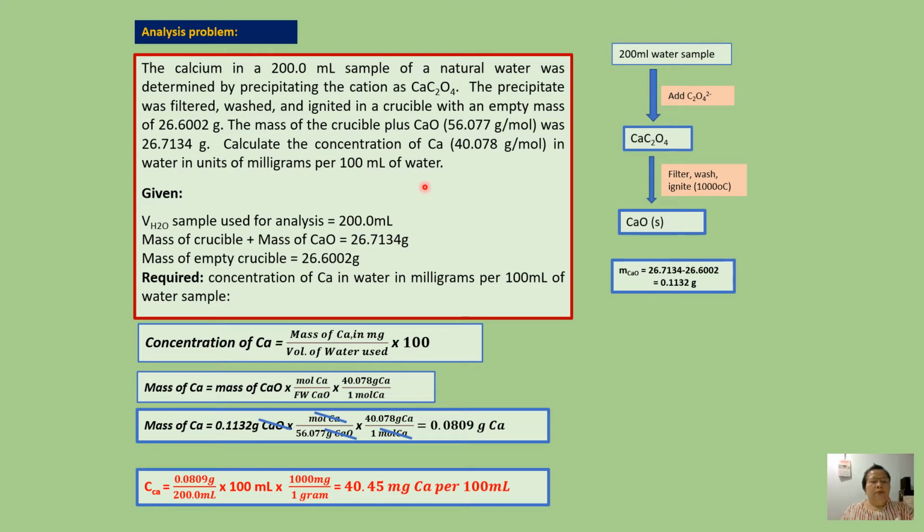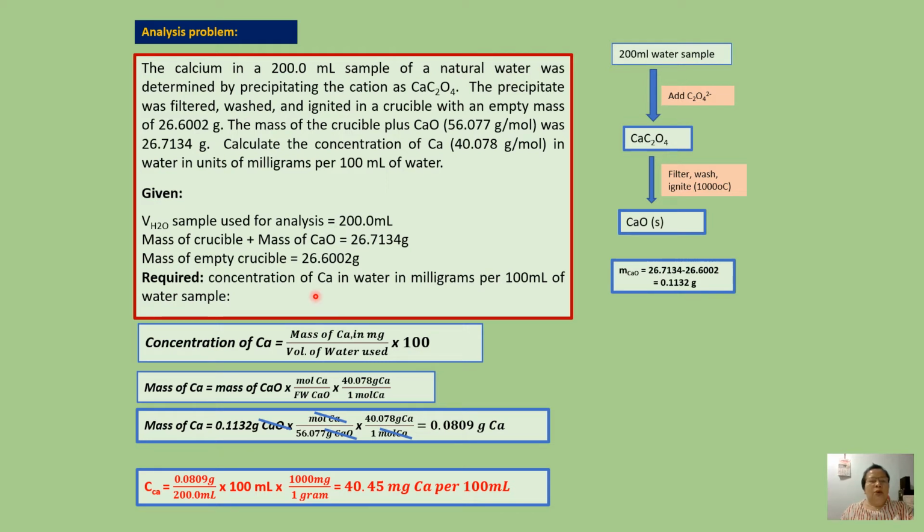To solve the problem, first we have to identify all given and what is asked in the problem. In this problem, we are given the volume of water used for analysis, and this is 200.0 ml. Also given is the mass of empty crucible equal to 26.6002 grams, and after ignition, the mass of crucible and calcium oxide equal to 26.7134 grams. We are asked to solve for the concentration of calcium in water in milligrams per 100 ml.